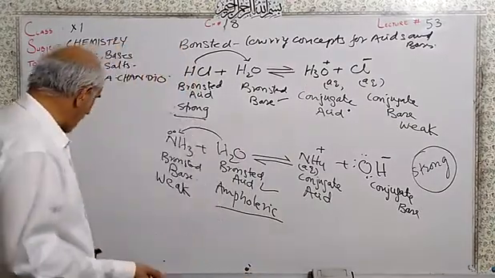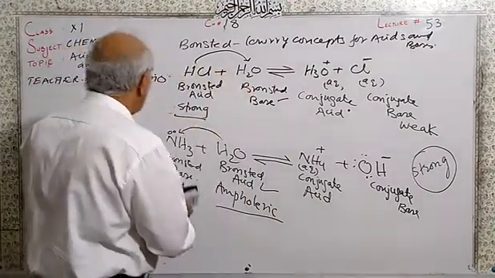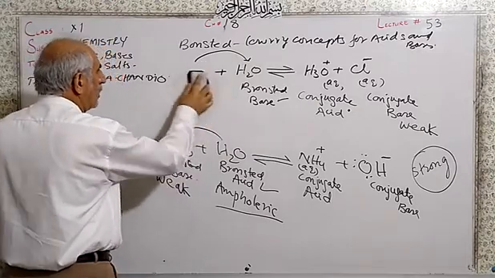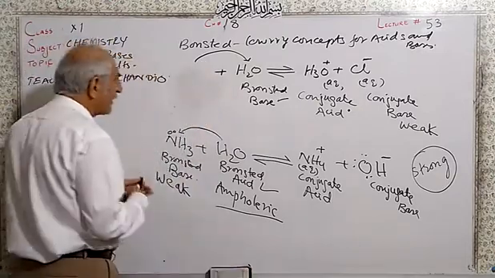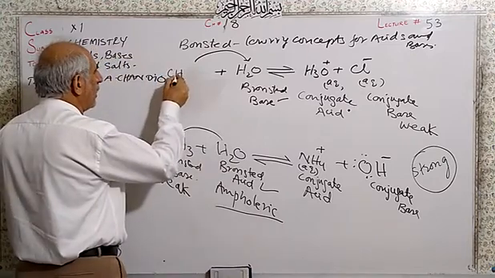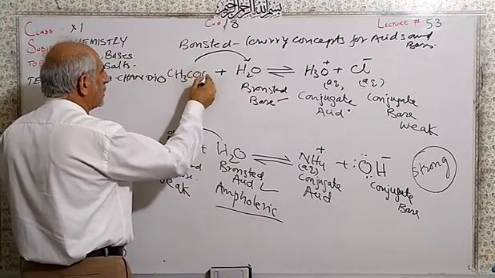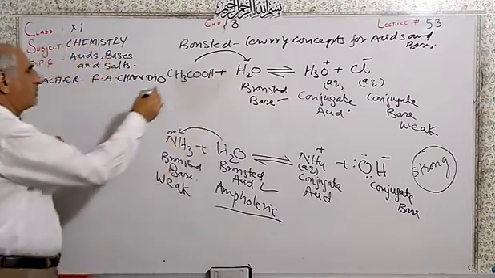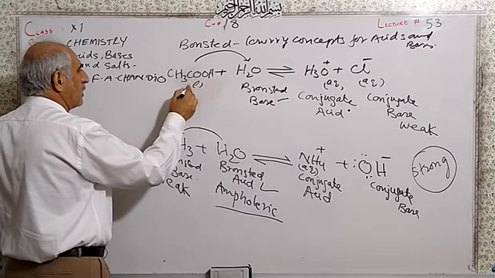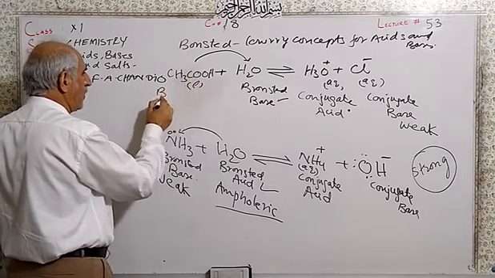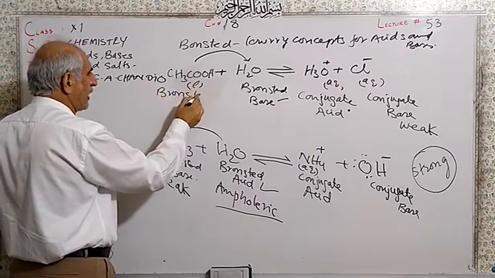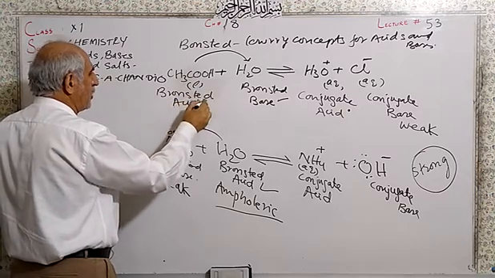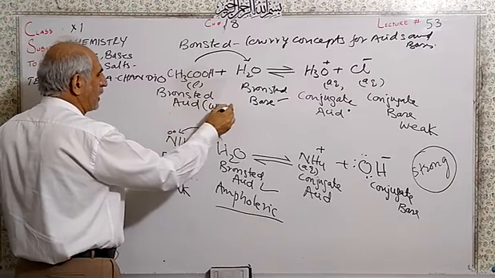There is another one I am going to explain. You have acetic acid. Acetic acid is a Bronsted acid, but it is a weak acid.